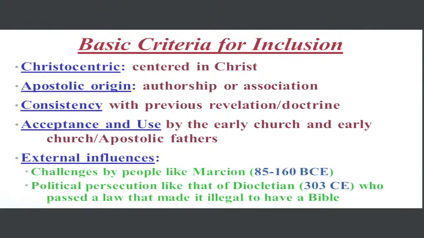The external influences, the challenges by a person like Marcion. Marcion was a Gnostic, a Syrian Gnostic, and he questioned that. He said a good God couldn't have created the universe because the universe is material and it's evil and so forth, and Jesus had to be a phantom because he couldn't be a human being, and so forth. There are some strange things.